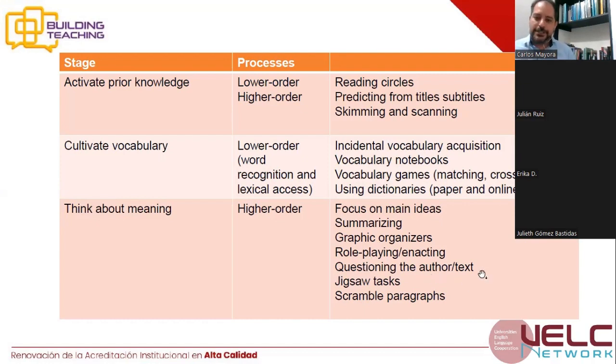Questioning the author or questioning the text: have students ask questions about what it is that the text wants to teach them. You can use jigsaw tasks in which different students have different pieces of information of the same text, and by cooperating and working together, they try to rebuild or reorder the original text.